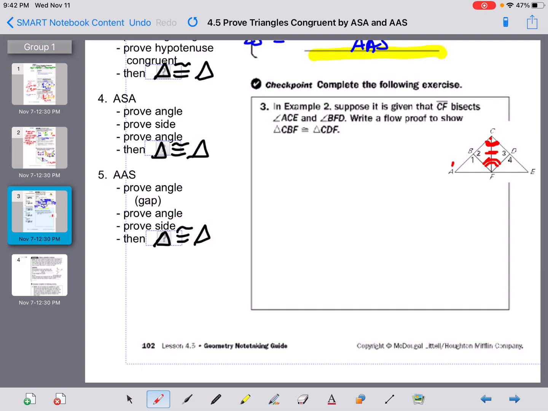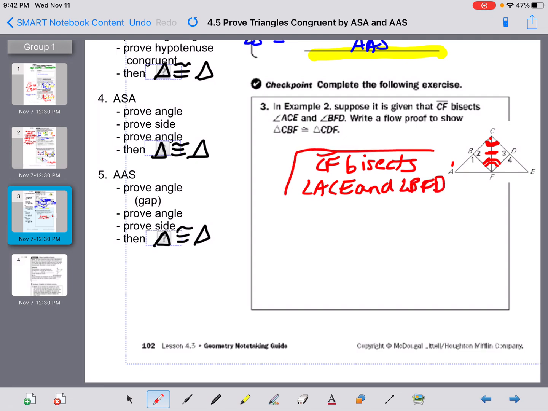Okay, I'm going to start out with my given. CF bisects angle ACE. This time I'm going to use both of them since they gave them to me both. And I'm going to put them in a little bubble together, and BFD. All right, here's my given, okay? And from that, I get two things. So there's my arrows, okay? So this is going to be the same thing I wrote before, just not in a two-column proof. So on the top, I had angle ACF congruent to angle DCF.